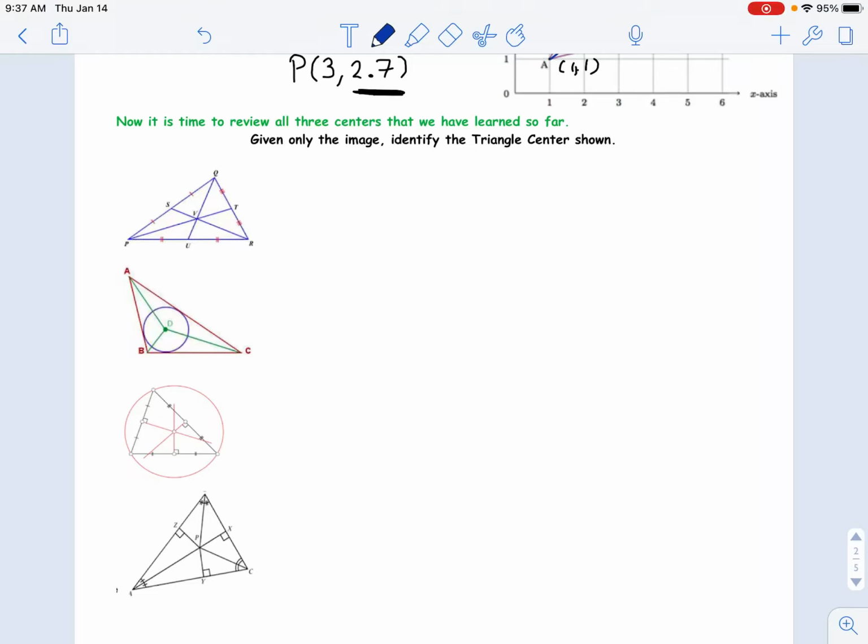Okay, so now we're going to review all three centers, kind of put them all together, see them all in random orders and how they relate, how they differ, all that stuff. So given only the image, we're going to identify the triangle center shown.